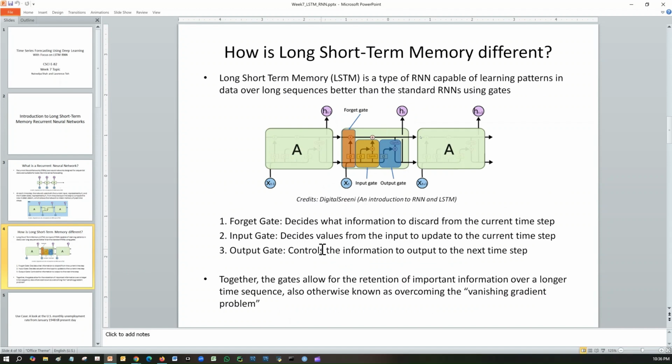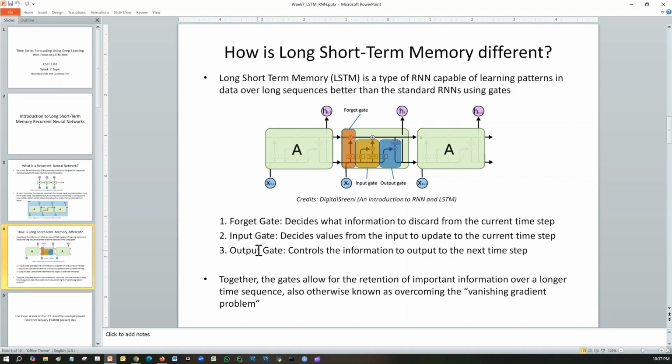On the next slide, here we see the difference. What makes LSTM different from RNN? LSTM is actually a type of RNN, but what makes LSTM different is it has not just one activation function, the tanh we saw on the previous slide, but three gates. The three gates together make the LSTM able to better retain key information over a longer period of time. So here, the three gates are a forget gate, an input gate, and an output gate.